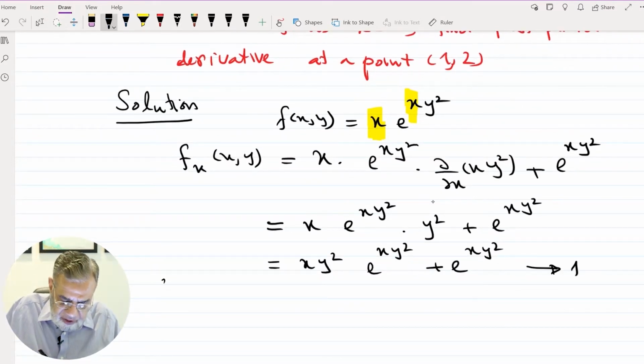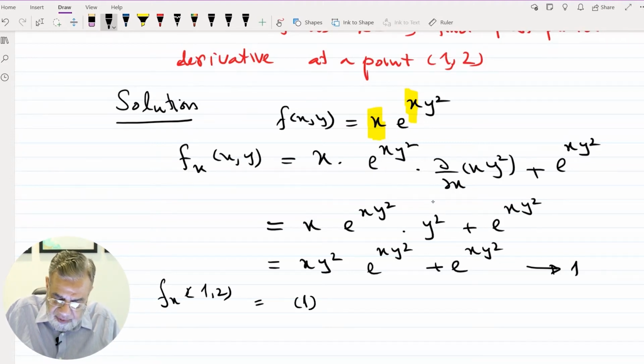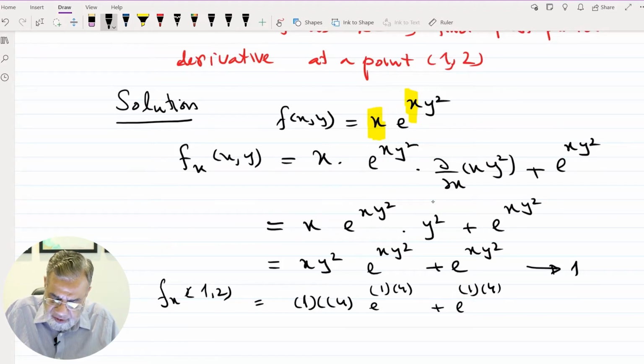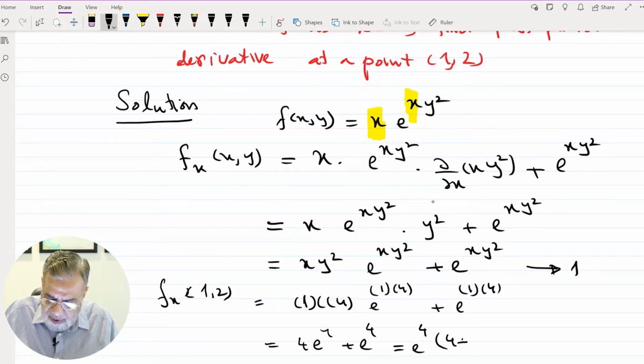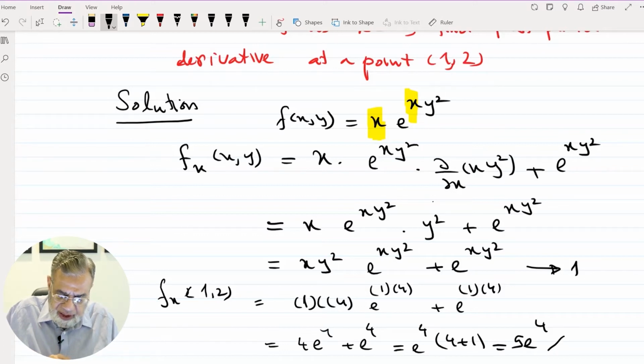Now I can find the value of this function f_x at the point (1, 2), x equal to 1, y equal to 2. We get 1, we get 4, and we get e to the power 1 into 4, and e to the power 1 into 4. So when I simplify this one, I get 4 e to the power 4 plus e to the power 4. We take e to the power 4 common, and get 4 plus 1, and that gives me 5 e to the power 4. This is my result for f_x at the point (1, 2).